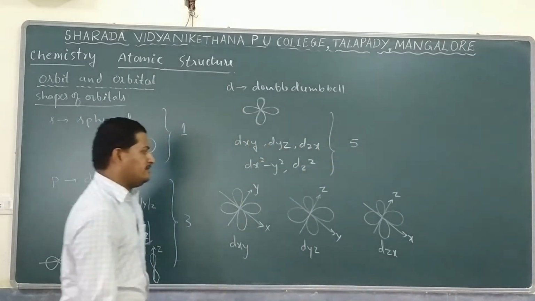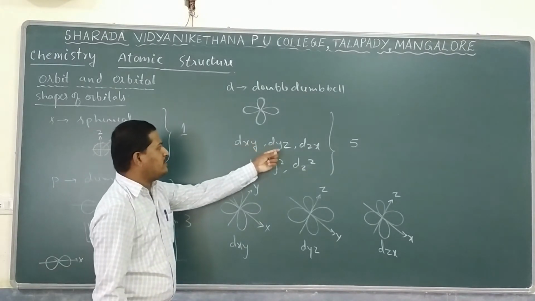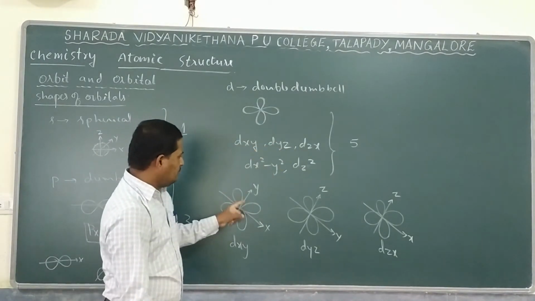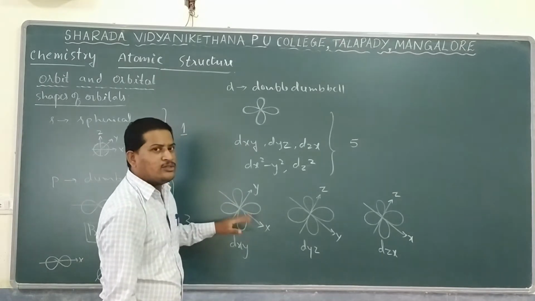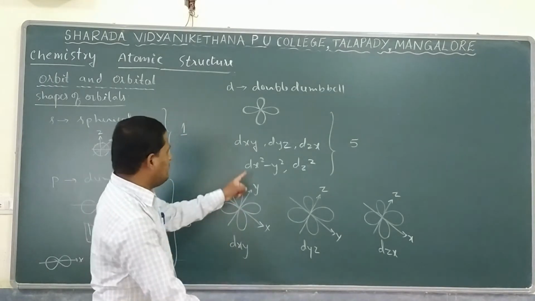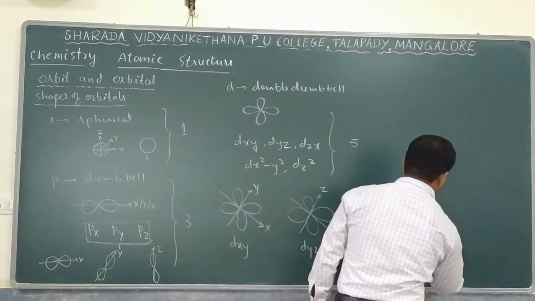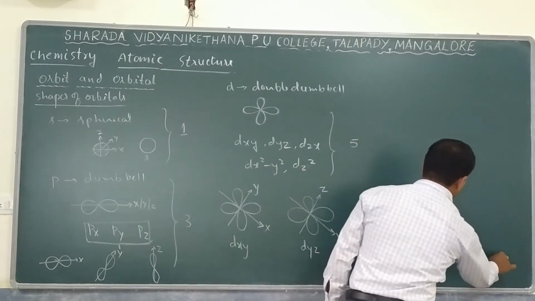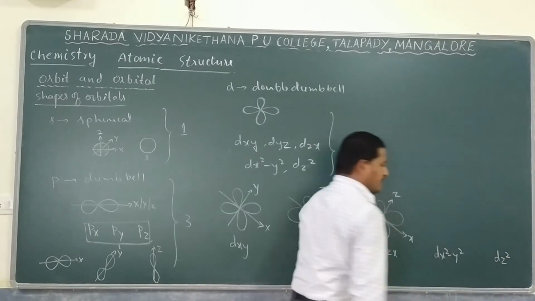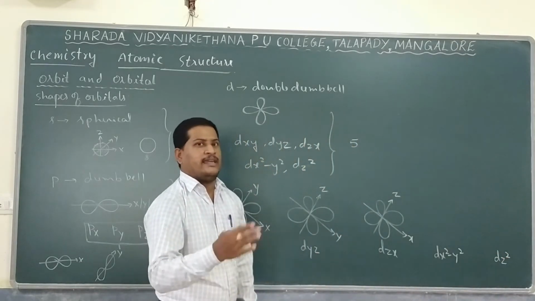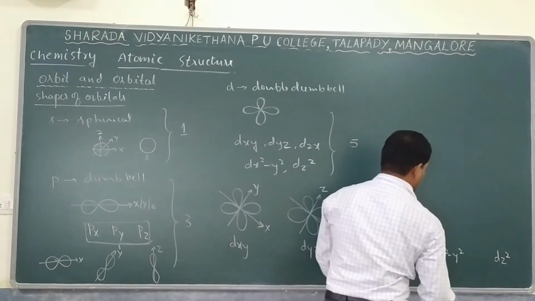Between the x and z axis. So in the case of dxy, dyz, dzx, the two dumbbells are present between the two axes, not along the axis. But in the case of dx square minus y square, at the same time dz square, the two dumbbells are present along the axis, over the axis.